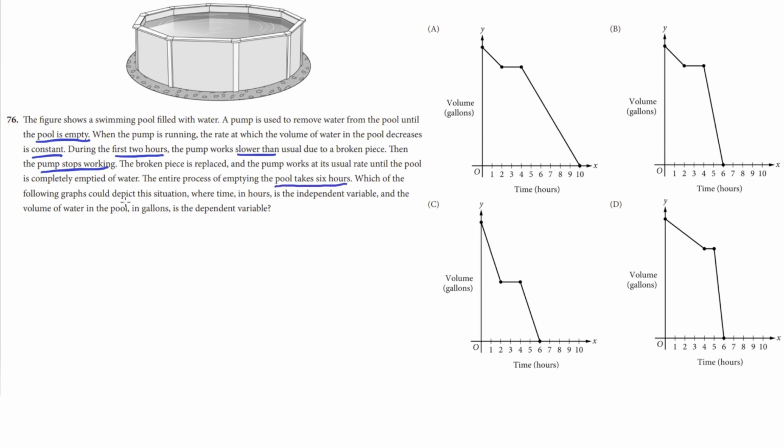Which of the following graphs could depict this situation, where time in hours is the independent variable and the volume of water in the pool in gallons is the dependent variable?